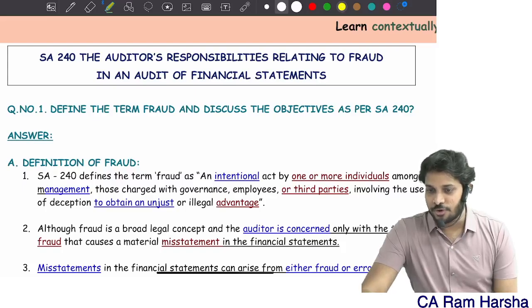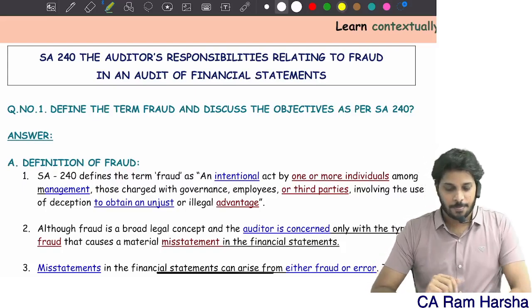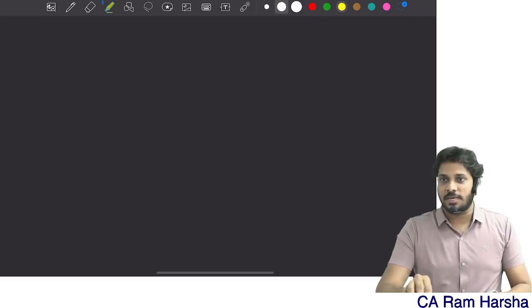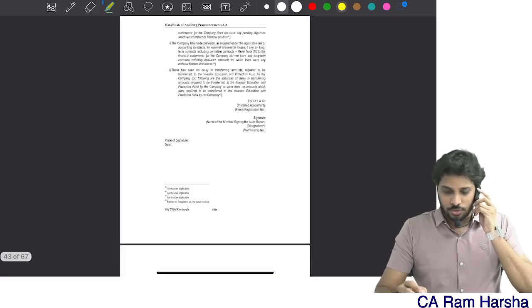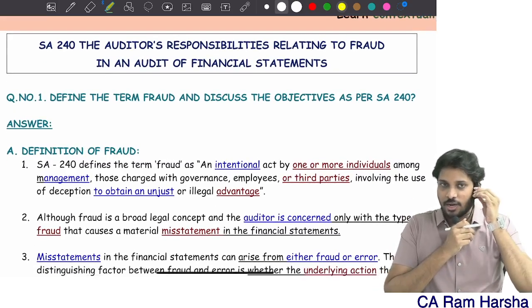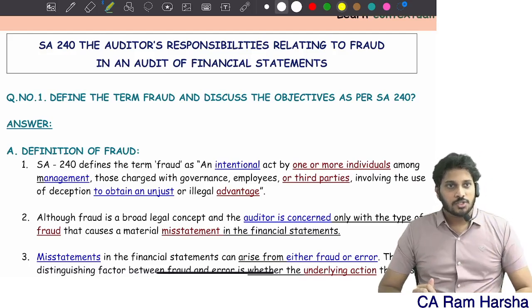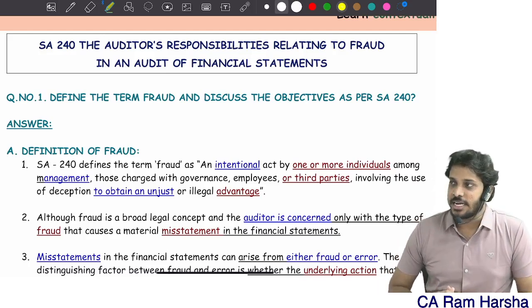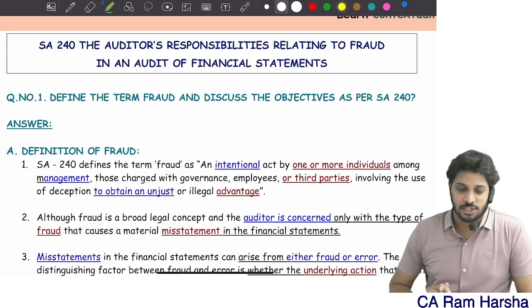So we'll begin Standard on Auditing 240: Auditor's responsibilities relating to fraud in an audit of financial statements.